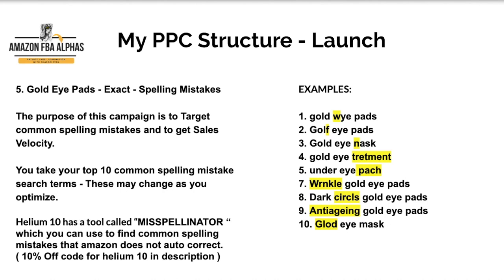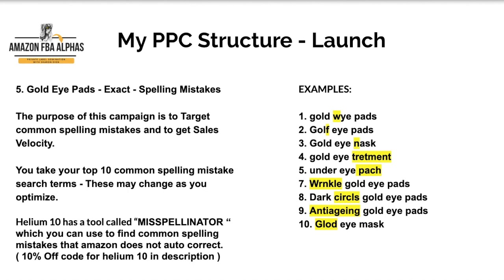So you can have, for example, the first keyword that I put in, gold iPads with a W instead of an E, golf iPads instead of gold iPads, gold eye mask instead of mask, gold eye treatment without an A, under eye patch without a T, wrinkle without an I, etc. You guys get the point.